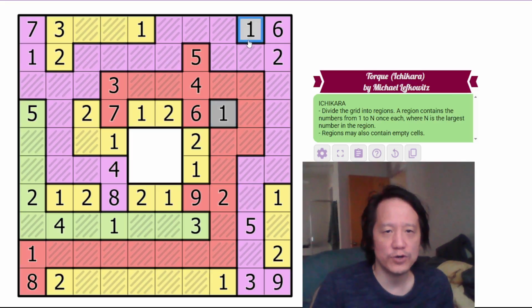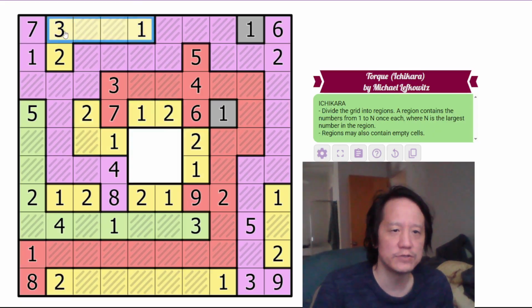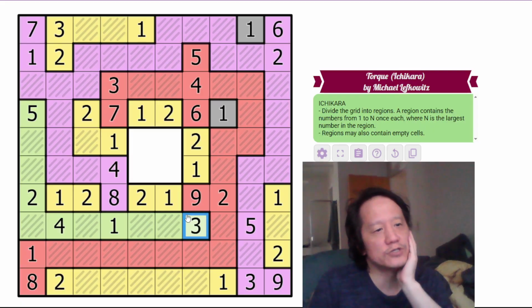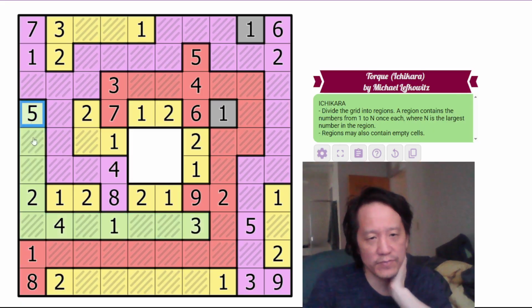These are the regions of 1 each. We have one for the red, 1, 2, 3, 4, 5, 6, 7, 8, 9. For the pink, we have 1, 2, 3, 4, 5, 6, 7, 8, 9. We have a 1, 2 here, 1, 2 here, and a 1, 2, 3 here. And then for the green region, we have 1 through 5. So that's how you solve this Ichikara puzzle.